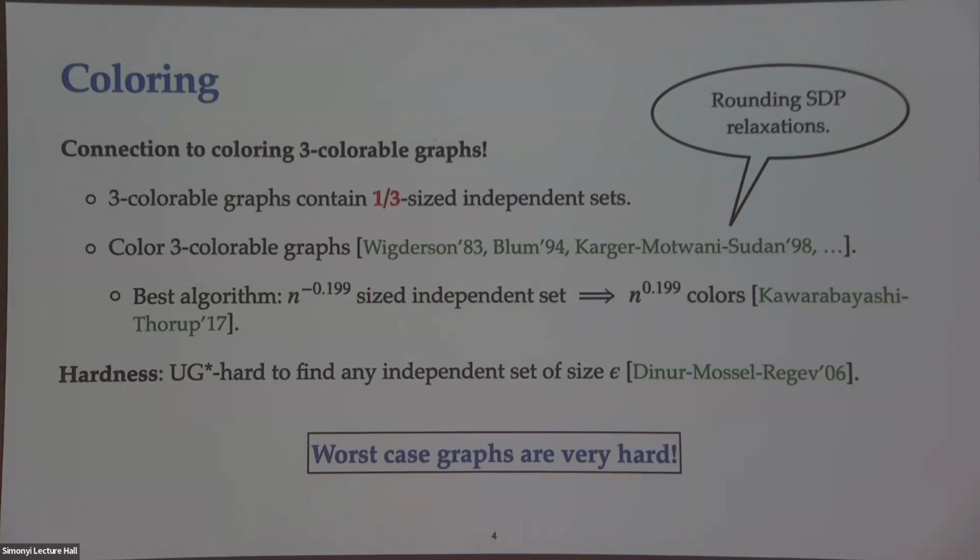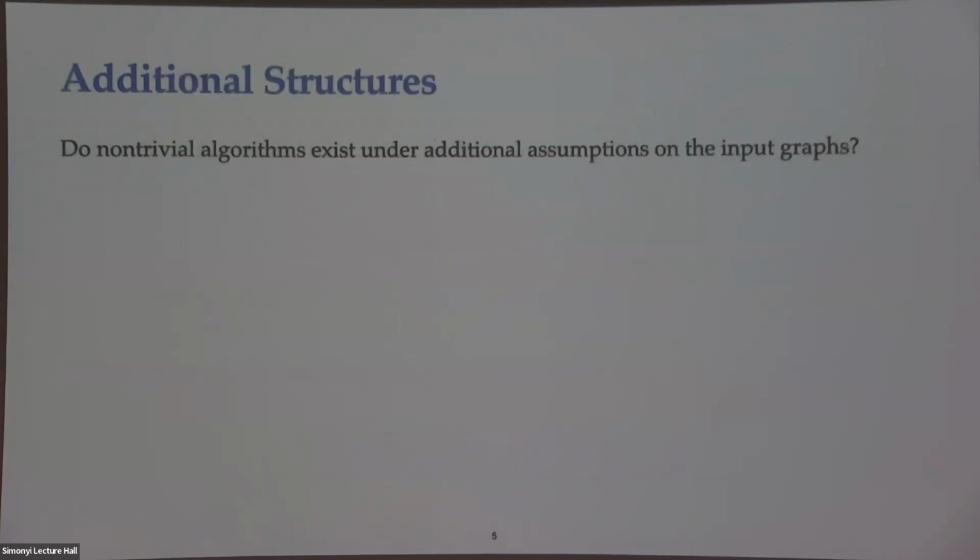So now the natural question is, can we do better if we have more assumptions on the graph? Are there any non-trivial algorithms if you assume additional structure on the input graph? People started with k-colorable random graphs. This is a model where you sample a random graph, let's say a G(n,p), and then you partition the graph into k clusters and remove the edges within the clusters. Then clearly this becomes a k-colorable graph.